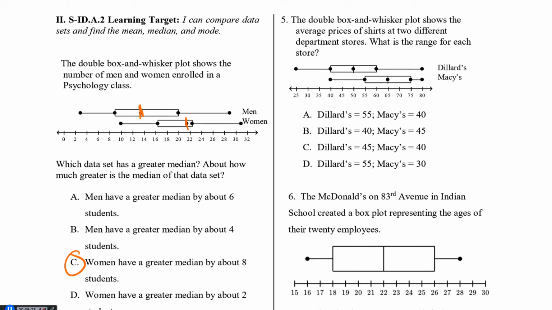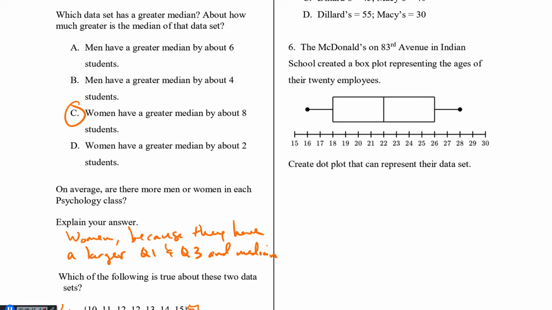Number 5, another double box plot. What is the range for each store? So the range is the difference between the highest and the lowest. So I have 80 minus 25, and I also have 80 minus 40. So that gives me 55 compared to 40. That's going to be A. Dillard's has a range of 55. Macy's has a range of 40.